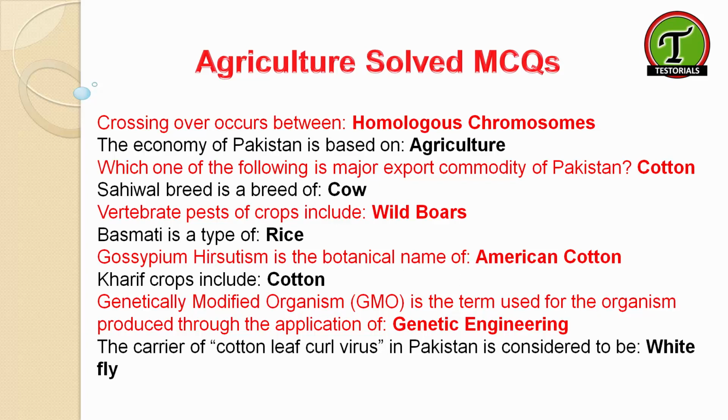5. Vertebrate pests of crops include wild boars. 6. Basmati is a type of rice. 7. Gossypium hirsutum is the botanical name of American cotton. 8. Kharif crops include cotton. 9. Genetically modified organism, GMO, is the term used for the organism produced through the application of genetic engineering.